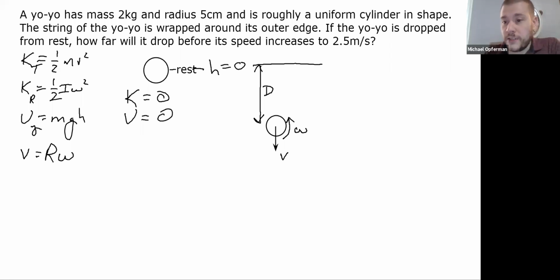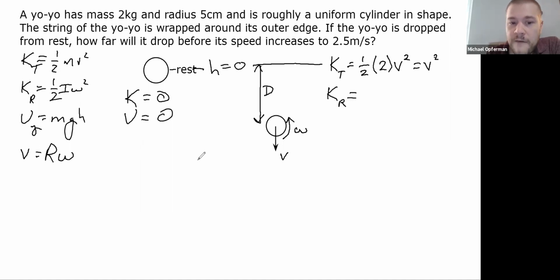Over here, the final state, maybe I'll do that over to the right. In the final state here, I'm going to have translational kinetic energy, half mv squared. Let me start plugging numbers in here. I'm going to ignore units just to make this a little bit more manageable to write. So I have half m is 2, and then v squared. V is an unknown. So this is just simply going to be v squared with the units not written. And then I have rotational kinetic energy. That's going to be half I omega squared.